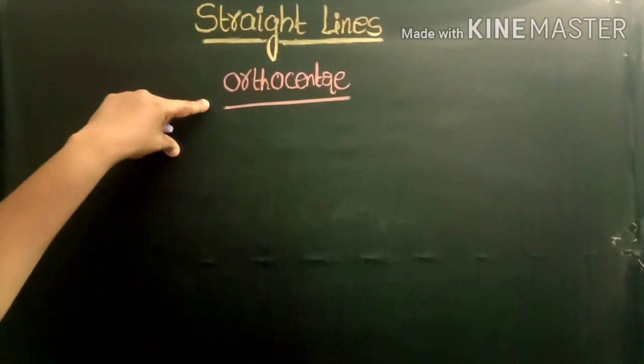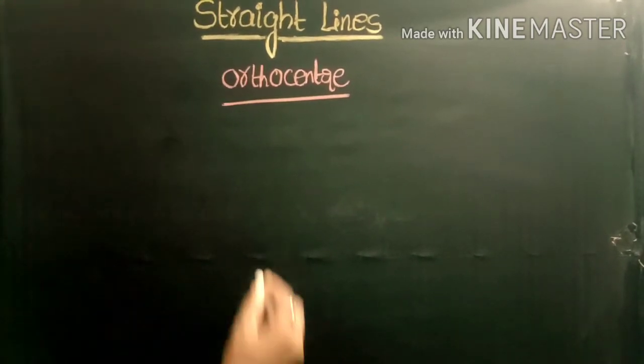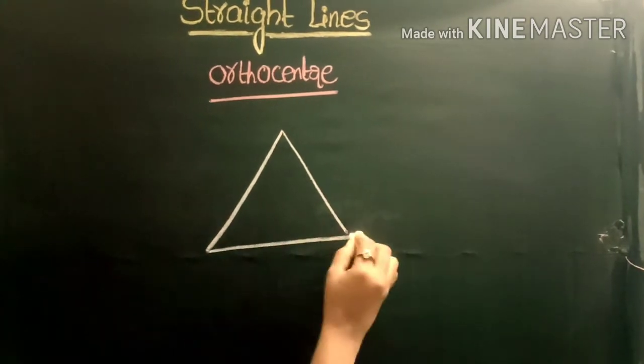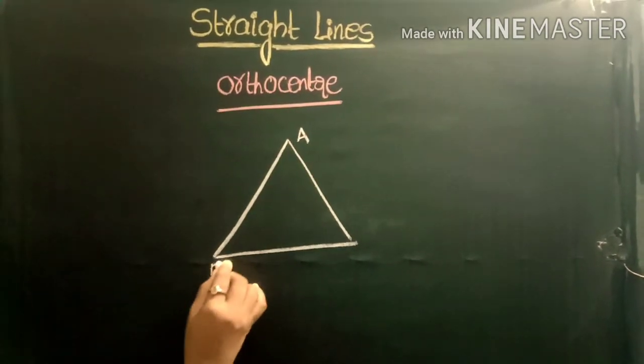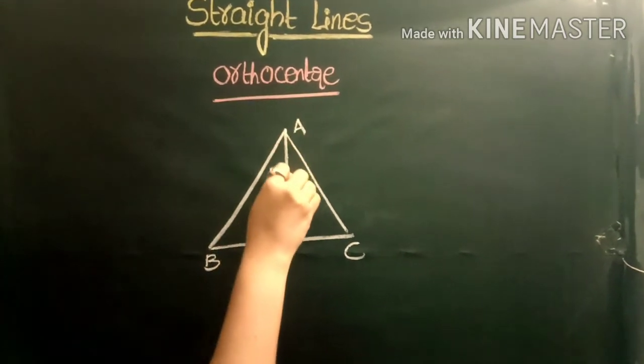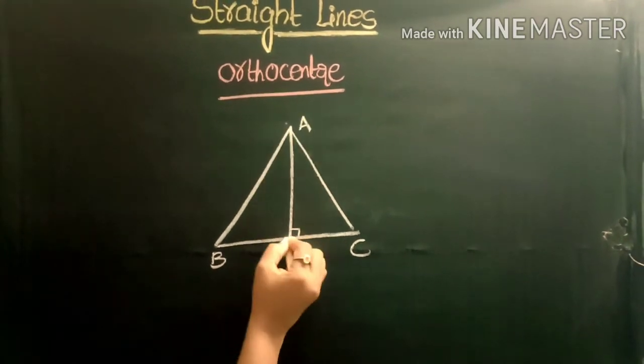Questions about the orthocenter: what is the orthocenter and how to find the orthocenter. First we take the triangle here. This is the triangle ABC. The vertices are taken as A, B, C. Now first from the first vertex A we are drawing one perpendicular to its opposite side BC. Now this is the perpendicular which is drawn from A to BC.